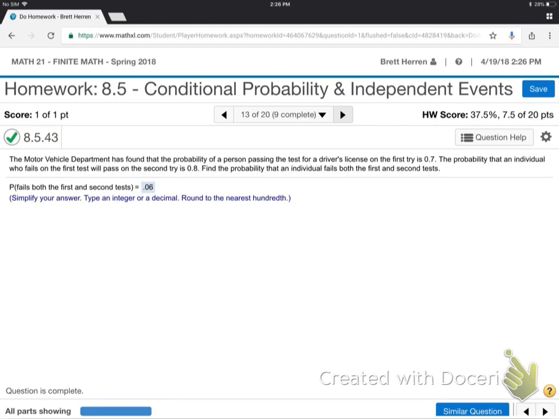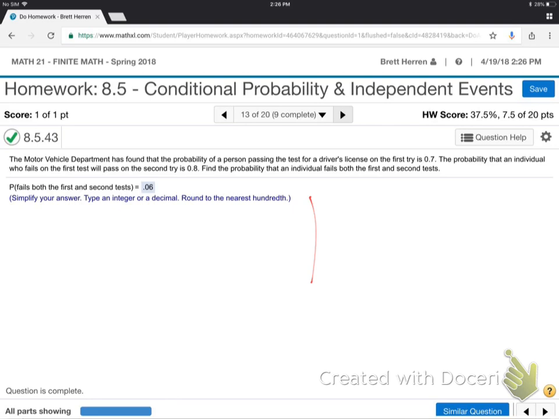All right. Department of Motor Vehicles, 0.7 chance of passing on the first try. The probability that an individual who fails on the first test will pass on the second is 0.8. Find the probability the individual fails both the first and the second. So this isn't the vision test. This is the written test, or maybe the driving test, whatever. Do you smell a tool? What tool do we need on this one?